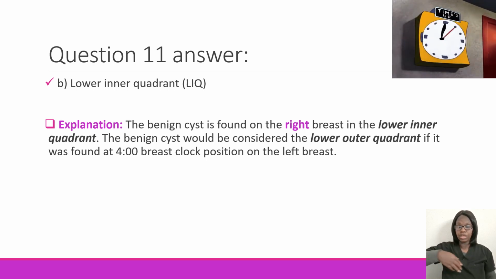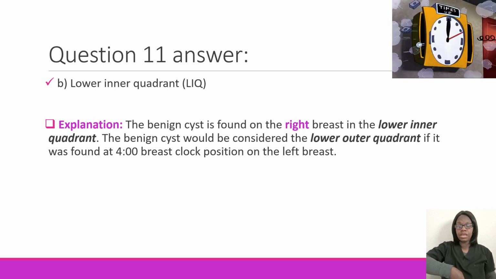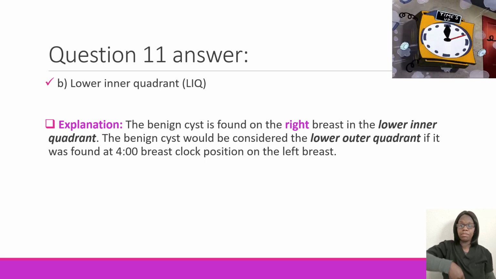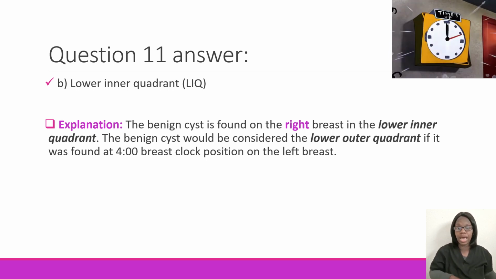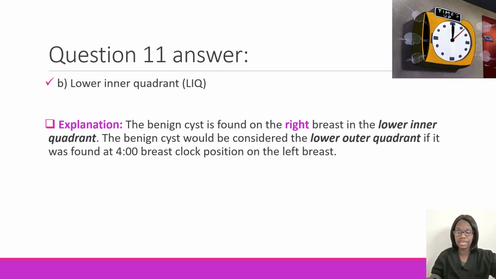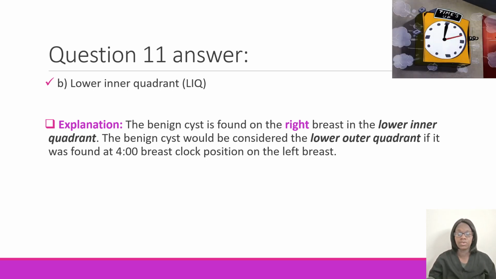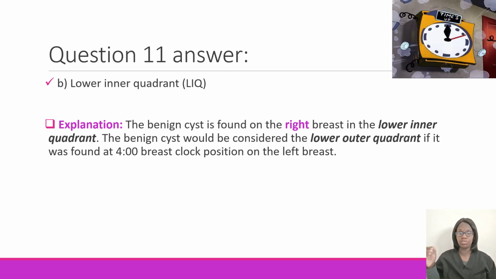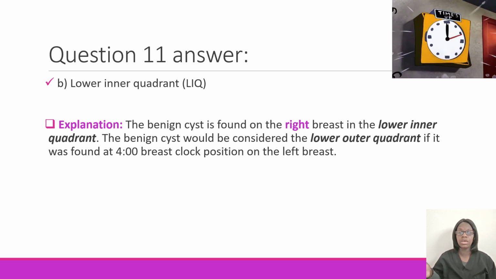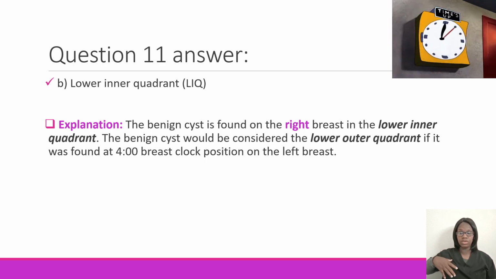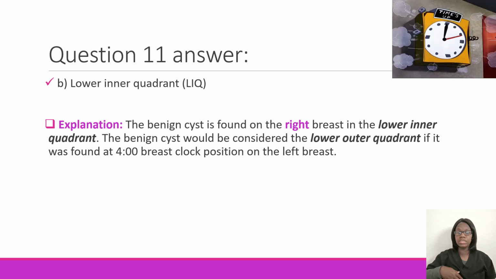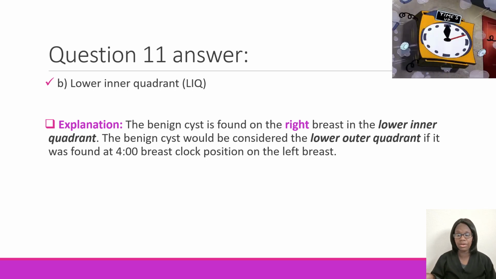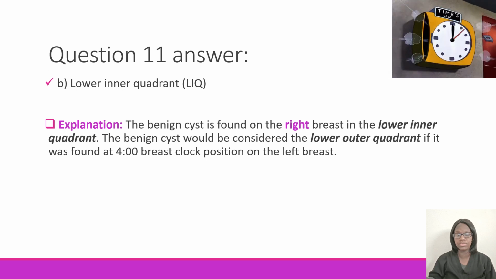So 12, 3, 4. So if you look at 4, it would be the lower inner quadrant. So you have to know your quadrants to get this right. So that's what you'll do. Whenever you come to these questions, you will take your hand, go to whatever clock position, and then you will determine if it's the upper outer quadrant, upper inner quadrant, lower outer quadrant, or lower inner quadrant.